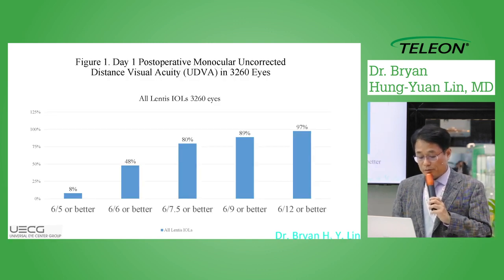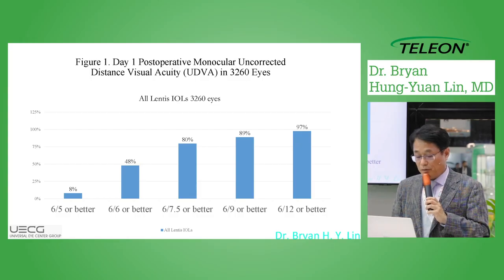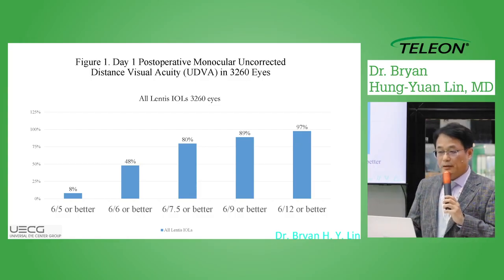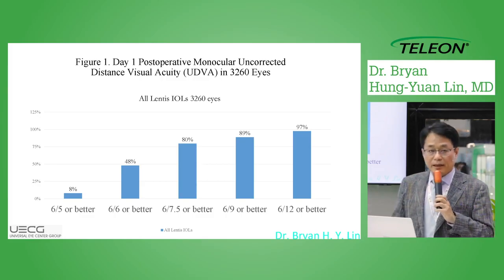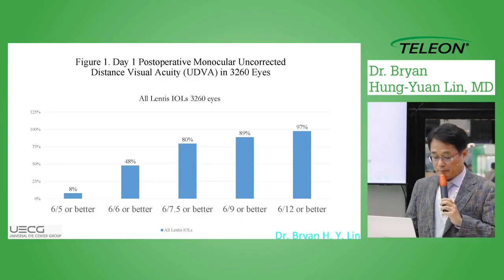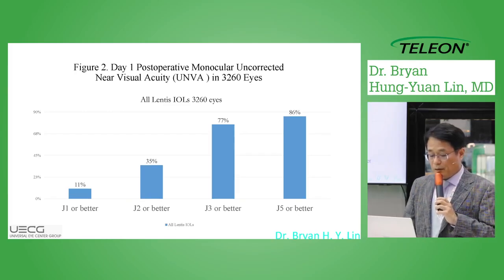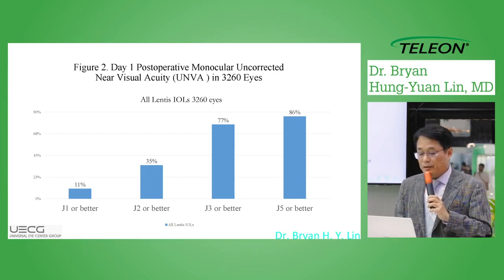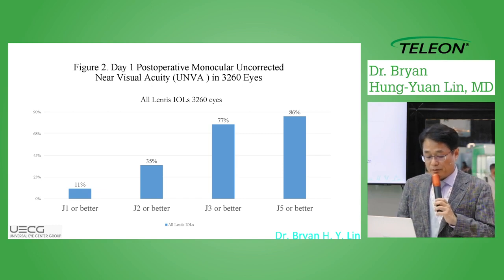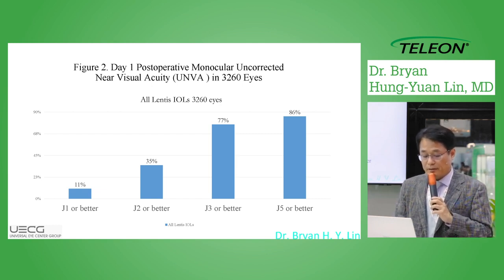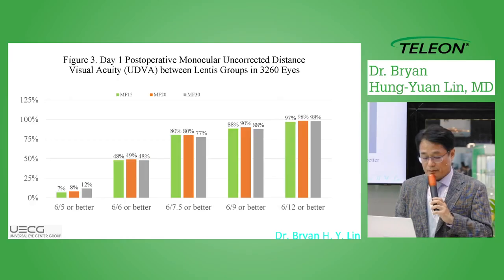The day 1 post-op monocular UDVA for all LENTIS IOLs was better than 1.2 in 8%, better than 20/20 in 48%, and better than 0.5 in 97% of surgical eyes. The day 1 post-op monocular UMVA for all LENTIS IOLs was better than J1 in 11%, better than J3 in 77%, and better than J5 in 86% of surgical eyes.